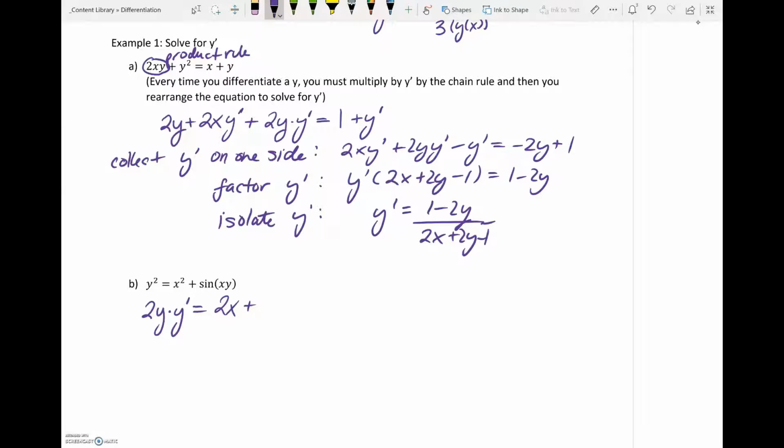And then we're going to have to use the chain rule here for sine xy. So we'll take the derivative of the outside, which is cos xy, and then we'll take the derivative of the inside. And we have to use our product rule here. So the derivative of x is just 1, and then we'll leave y alone. Then we'll leave x alone and take the derivative of y, which is y prime.